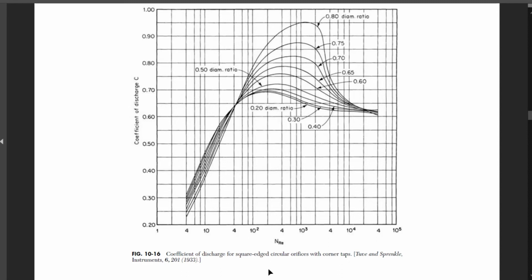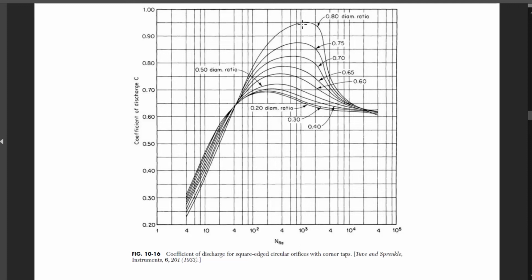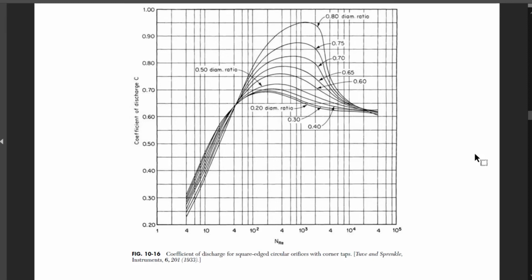Let's say, for example, your Reynolds number is 1000, so 10 raised to the third power. You take a look at the intersection of that curve with the diameter ratio 0.8. The intersection points us to the value 0.95 as our discharge coefficient. Okay, that is how you use this graph. Now remember, we only have to use this graph if the Reynolds number is less than 10,000 at the orifice. But for the first case solution, you can always assume that the orifice coefficient is 0.61.